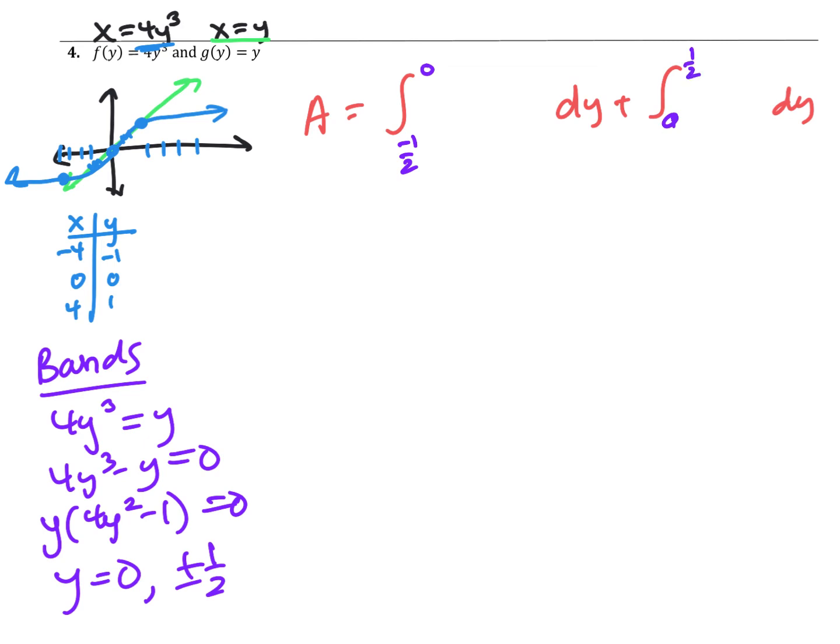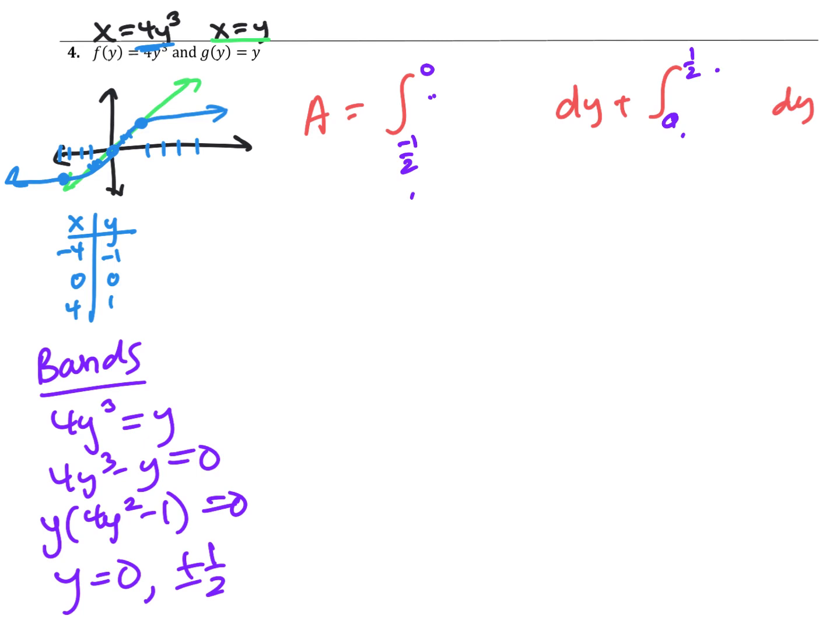For the first one, remember that if you can't tell which area is on top, you can always plug a number in. So you could plug in a number between 0 and -1/2, or a number between 0 and +1/2 to figure out which function is going to be on the top.